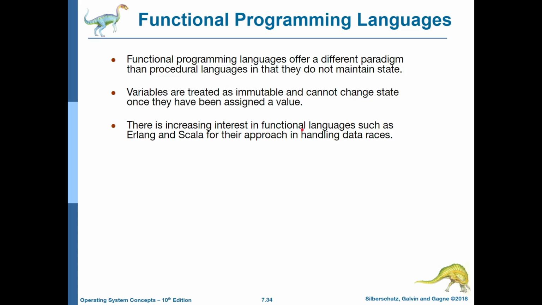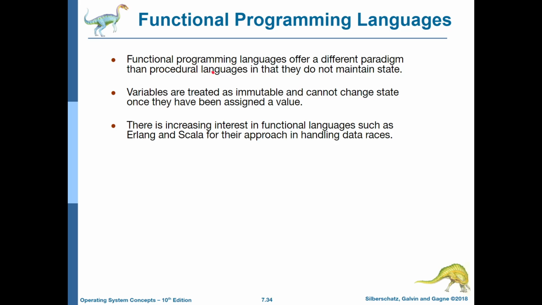Now, there are languages that do not operate the way traditional languages like C, C++, C#, or Python work. These are called functional programming languages. In functional programming languages, they think a little bit differently. In a functional programming language, you don't necessarily store data in variables.